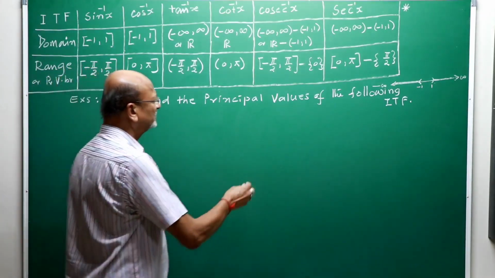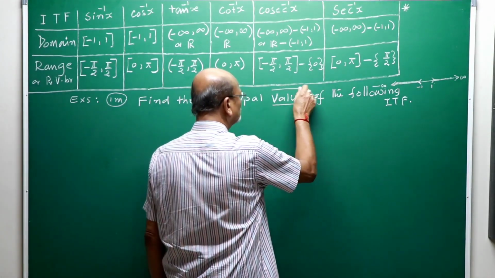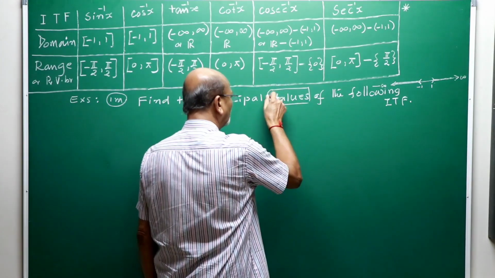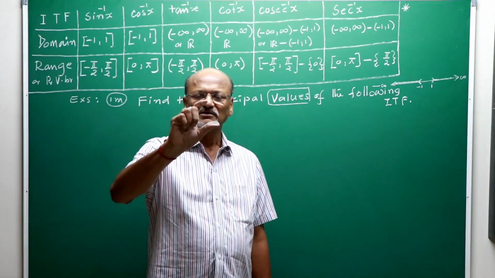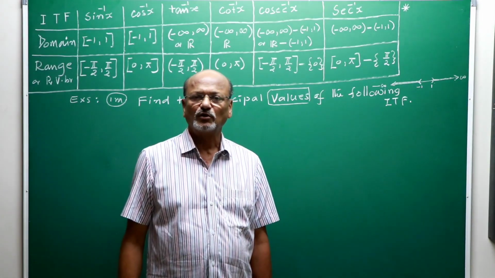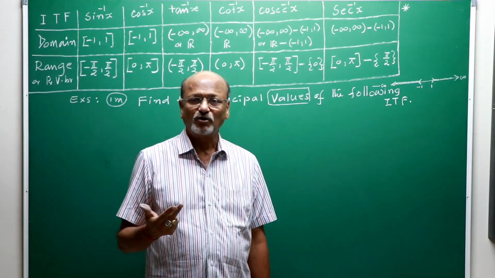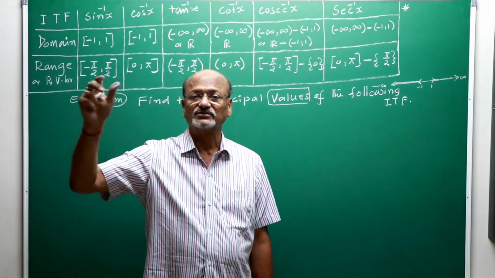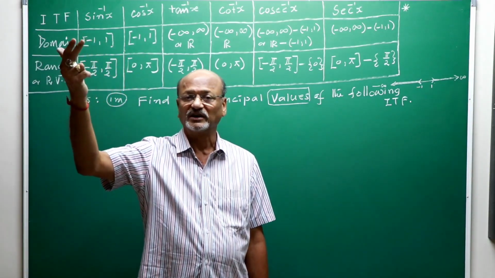My friends, see here, values come. In this case, you must remember that other table I have given: trigonometric values of standard angles. What are they? Sine, cos, tan. And the angles: 0 degree, 30 degrees, 45 degrees, 60 degrees, 90 degrees.